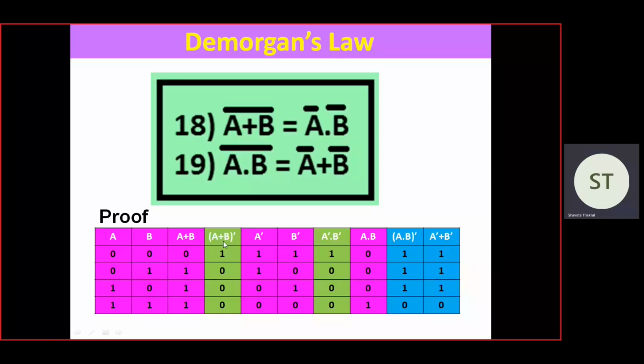So we match that (A plus B) whole complement is equal to A complement dot B complement. This column and this column are matching. So we have proved this theorem, that complement of sum is equal to product of individual complements. And here we see (A dot B) whole complement, that is 1 1 1 0, and here we see A complement plus B complement, that is again 1 1 1 0. So these two columns are matching. So this is a proof of this theorem, that complement of product is equal to sum of individual complements.